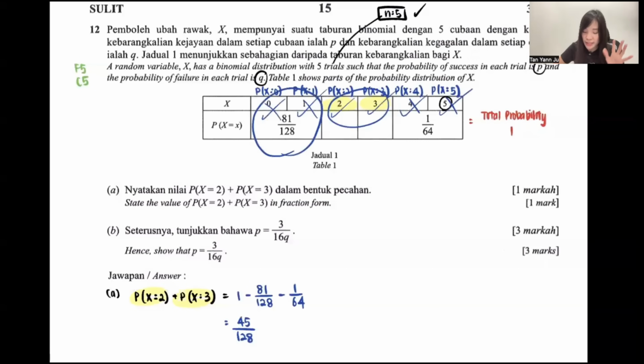So these two is 81 over 128. These two is 1 over 64. So 1 minus these two, get the middle one. Really hope you guys understand. Okay, very, very easy thing. So just like that, 1 mark. Okay, so let's move on.